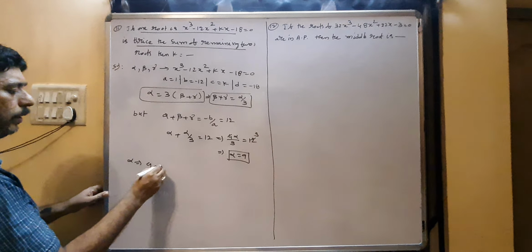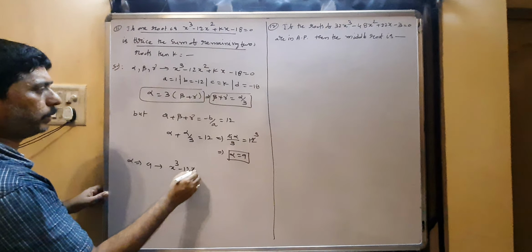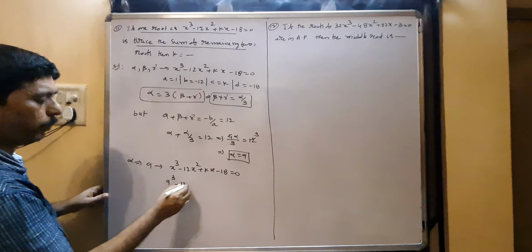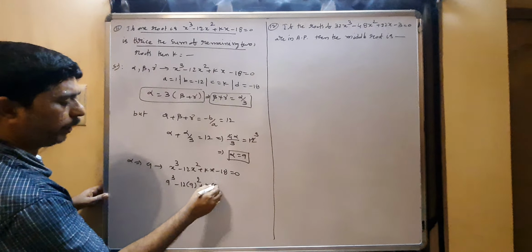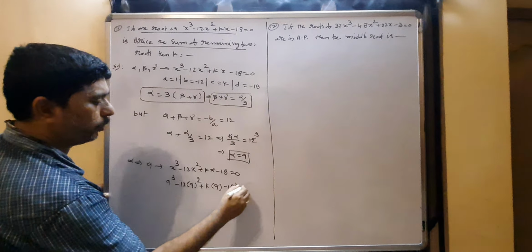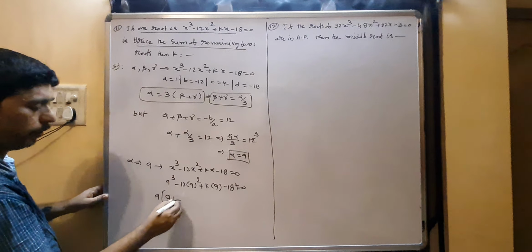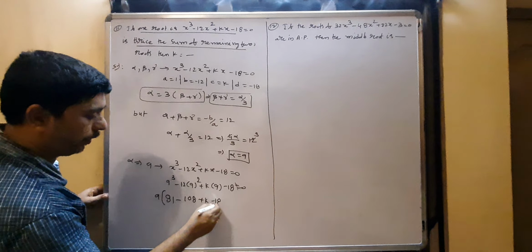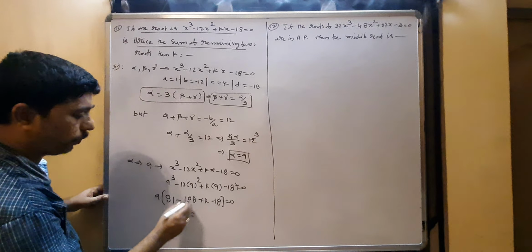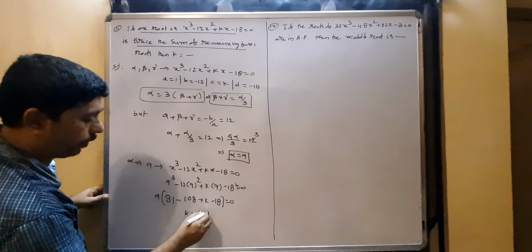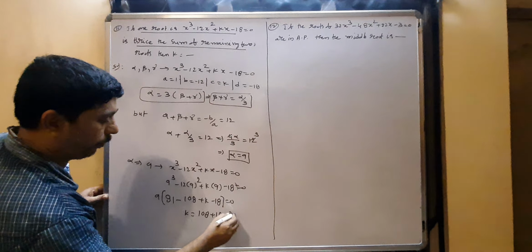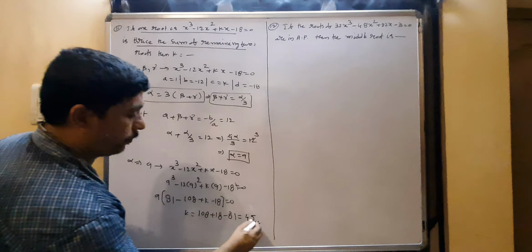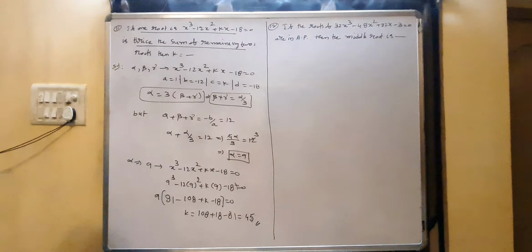Alpha equal to 9 is a root of x cube minus 12x square plus kx minus 18 equal to 0. Substitute: 9 cube minus 12 into 9 square plus k into 9 minus 18 equal to 0. Taking 9 common, 9 square is 81, 9 taken outside, 12 nines are 108, plus k minus 18 equal to 0. From this, the k value is 108 plus 18 minus 81, which is 27, 35, 45. That is the answer. Copy the problem.